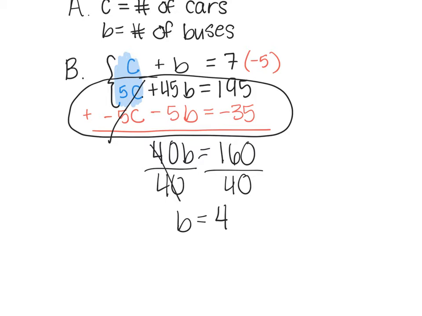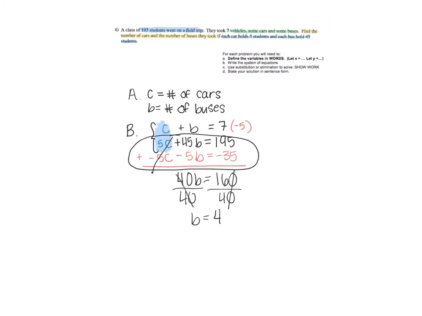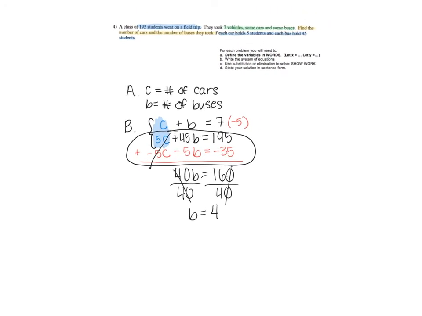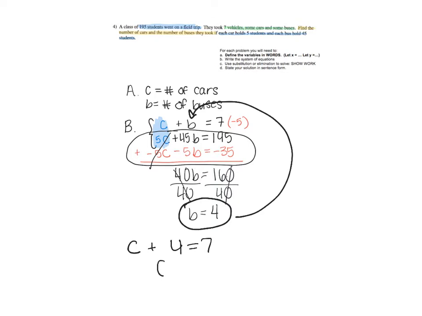I quickly did this because I know I can cancel out the zeros here, and then 16 goes into 64 4 times. Now from this, I also need to find how many cars. So I'm going to substitute this 4 for B into this first equation we wrote. So C plus 4 equals 7 to get C equals 3. So they took 3 cars and 4 buses for a total of 195 students.